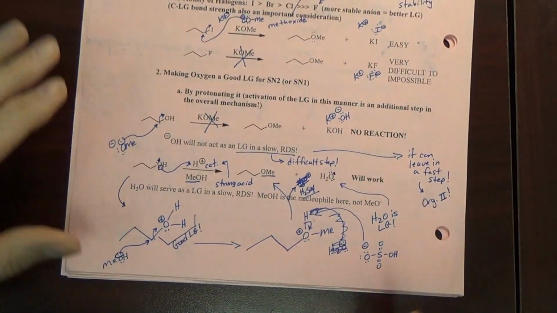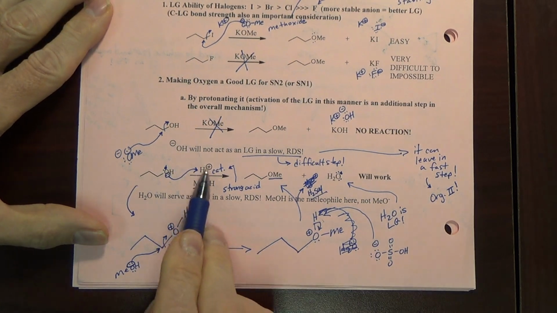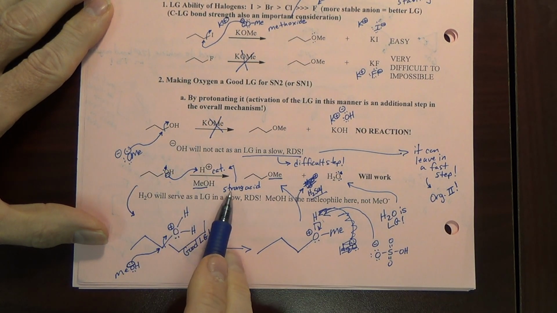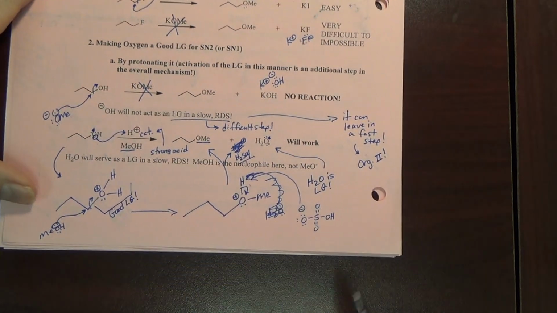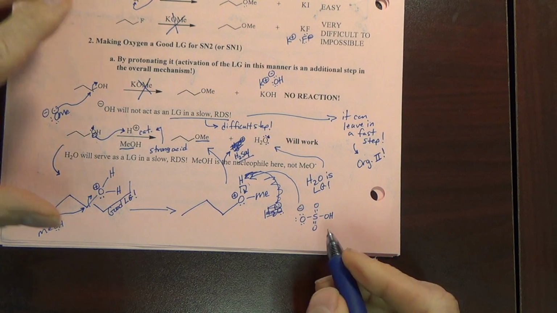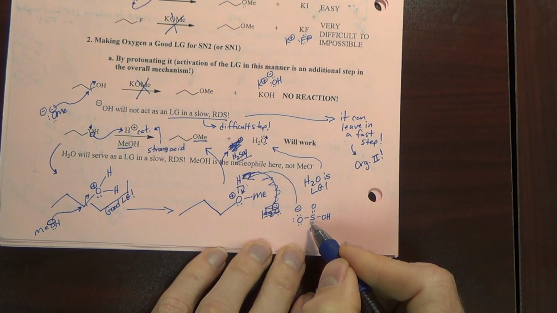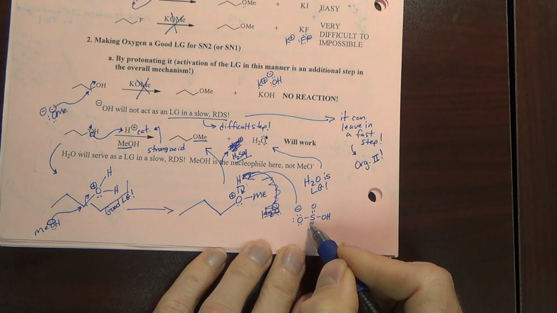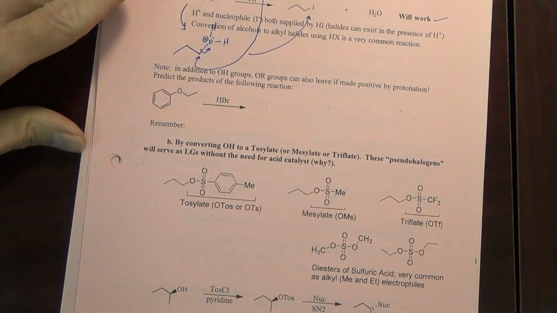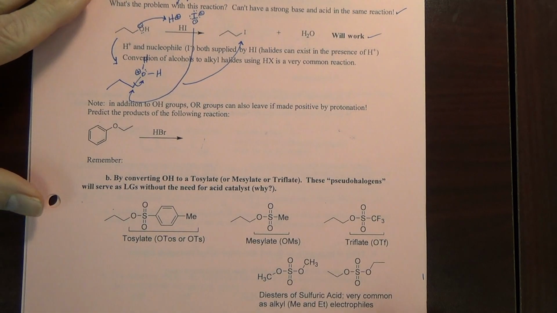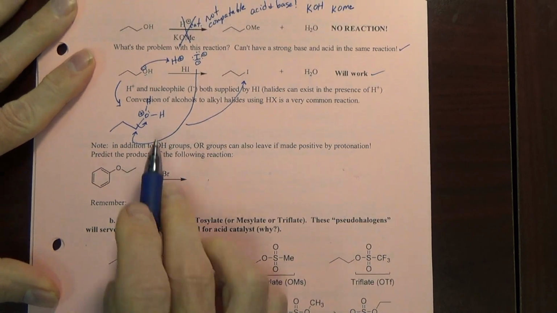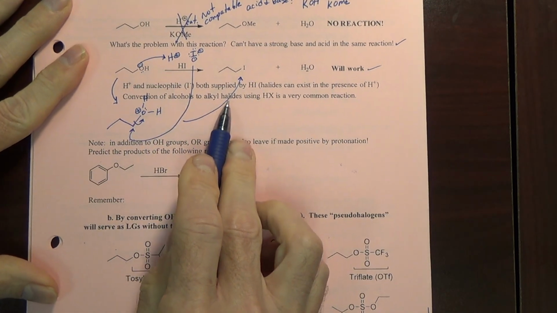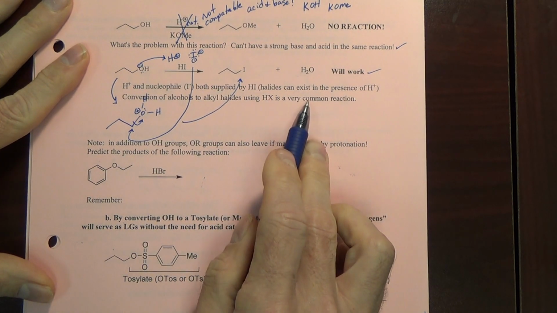Where in this example, the acid came from some type of added strong acid such as sulfuric, and then we had to have the methanol as a second molecule which acted as the nucleophile. Remember, just like with alkene reactions, bisulfate will never act as a nucleophile, at least not in this class. So conversion of alcohols to alkyl halides using HX is a very common reaction.